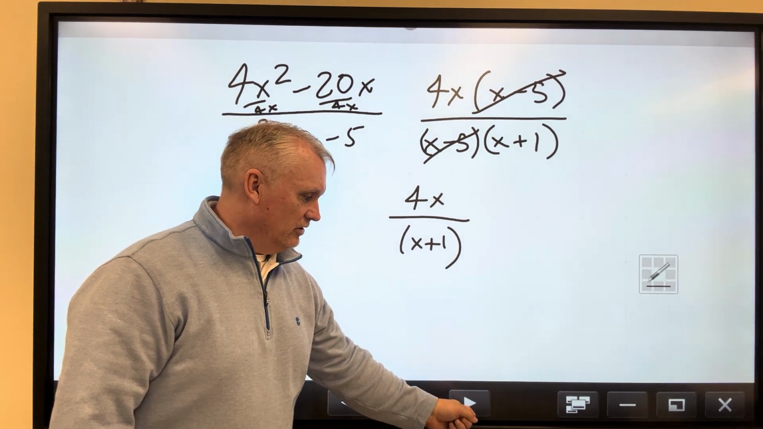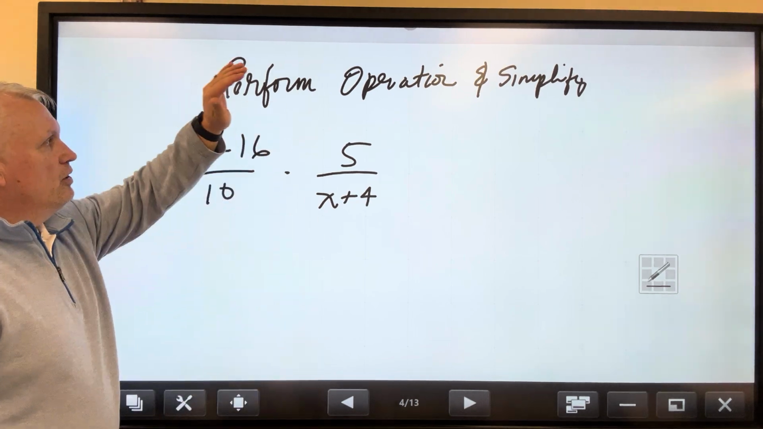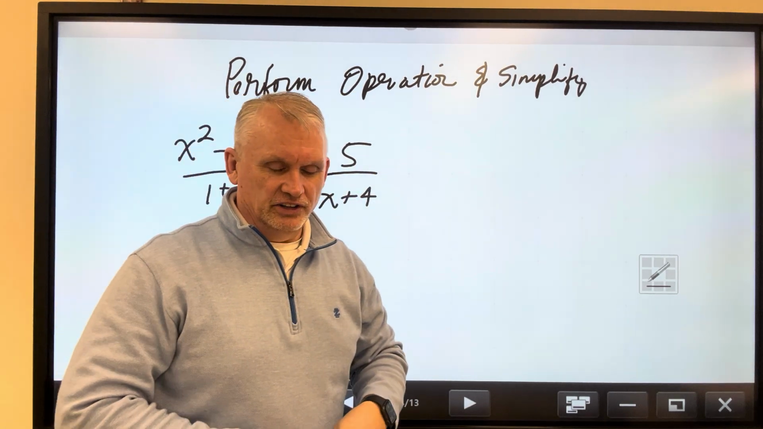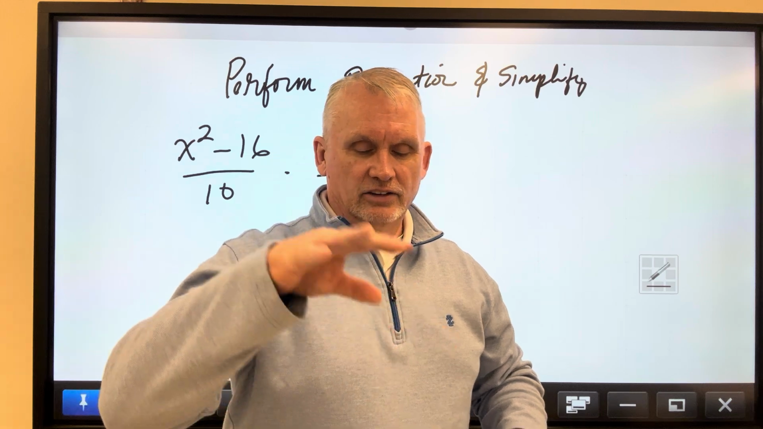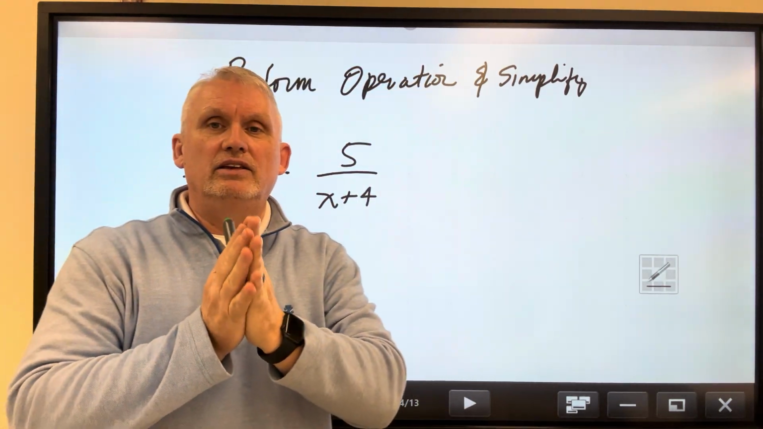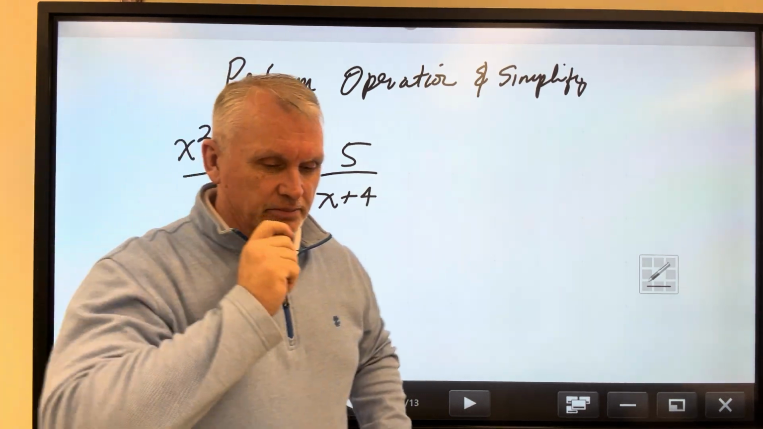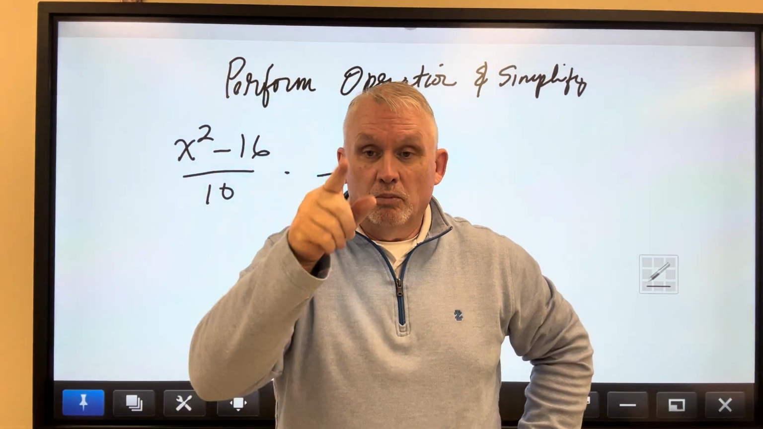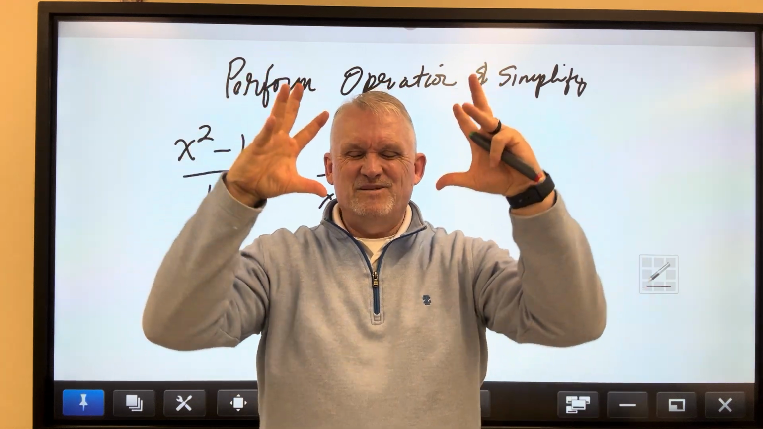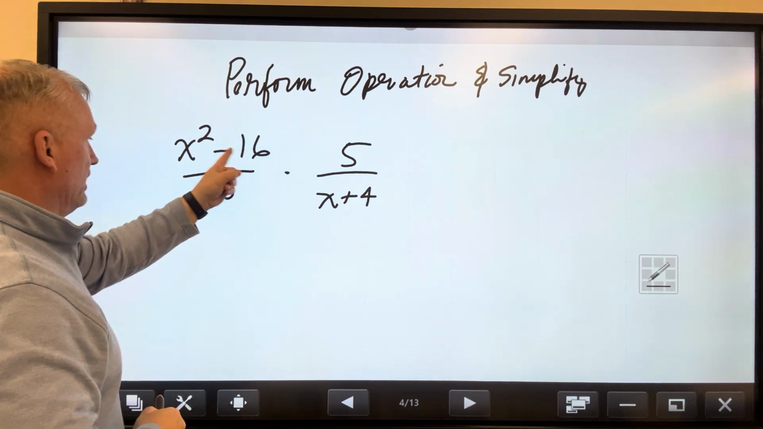Simplification of rational expressions. But now, what if I'm asked to perform some sort of operation? Adding, subtracting, multiplying, dividing. By the way, they always start with multiplying and dividing because that's the easiest thing to do first. But remember my steps. Multiplying and dividing, factor everything first. Okay, let's take a look at it.